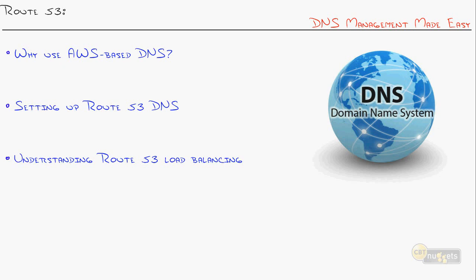Then we'll walk through the interface. It's a very simple interface. It's very similar to S3, very straightforward on how to do it. But then there's some features that you may not know about. So we'll look into setting up Route 53 DNS and then understanding some of the load balancing options.